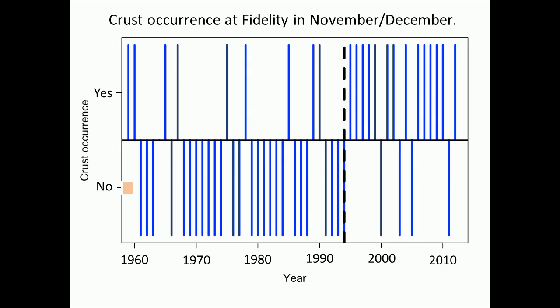Glacier National Park has a remarkable record of manual snow profiles from the tree line study plot on Mount Fidelity. We looked for crusts in the snow profiles from November and December. For winters in which we could not find a melt-freeze crust, the blue bar goes down. For winters in which at least one crust was observed in a snow profile, the bar stands up. Around 1994, the graph shows an increase in early winter melt-freeze crusts.